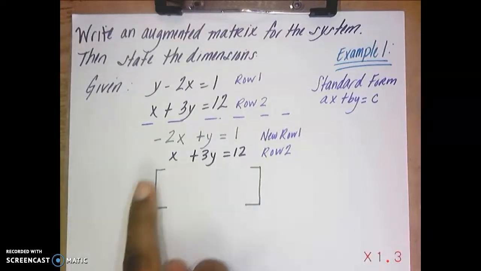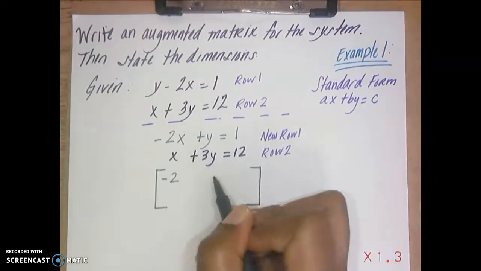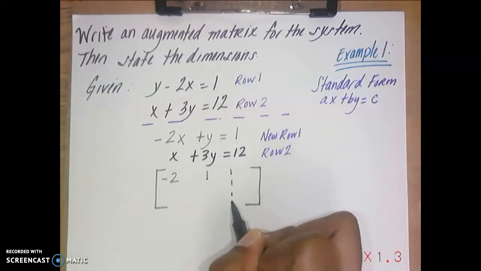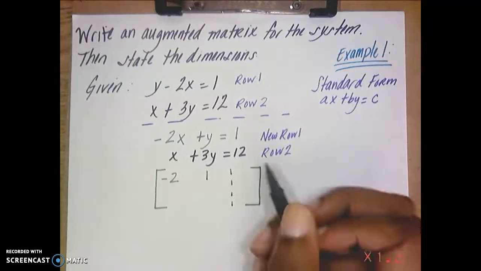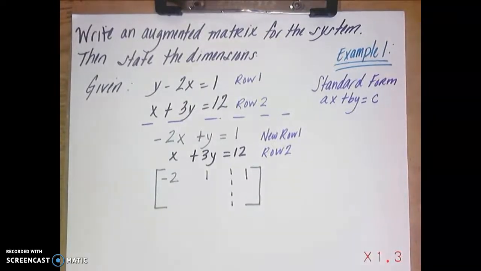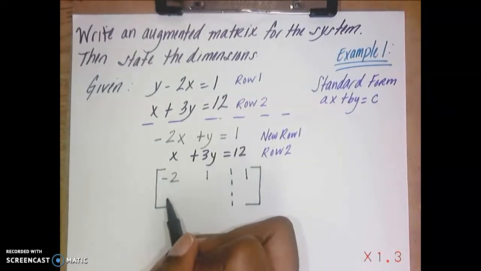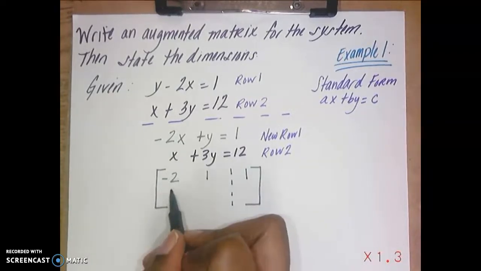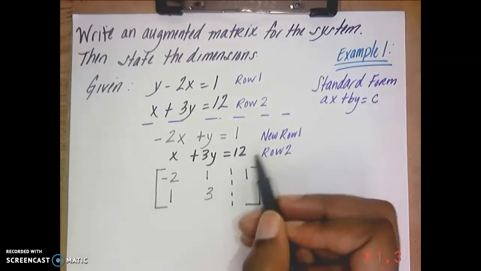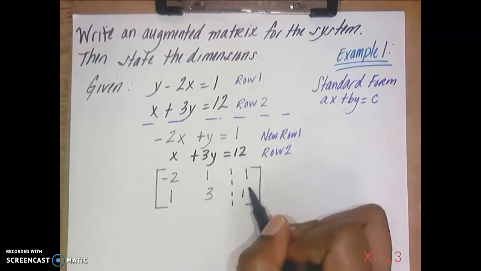But I take the coefficients here, so I have a negative 2 and a positive 1. And on the other side, my constant, it equals 1. So that's my first row. It's done. Then in my second row, the coefficient for x is 1, my coefficient for y is 3, and my constant is 12.